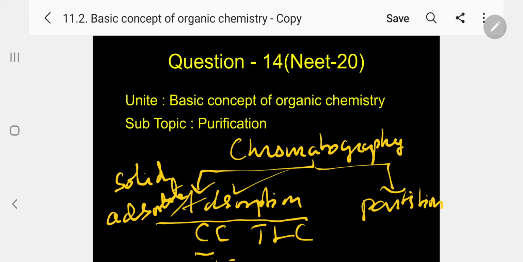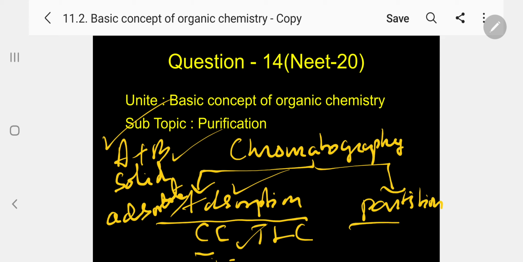Let us say A and B are present in a mixture. A is strongly adsorbed by the adsorbent, B is less strongly adsorbed. The less strongly adsorbed B will be washed away by the solvent and collected first, then A. That is called adsorption. The same thing applies for TLC. In TLC, there is a glass plate over which an adsorbent like silica is coated, heated in an oven at 100 degrees, and then used.